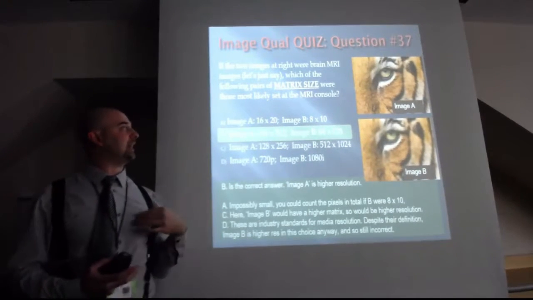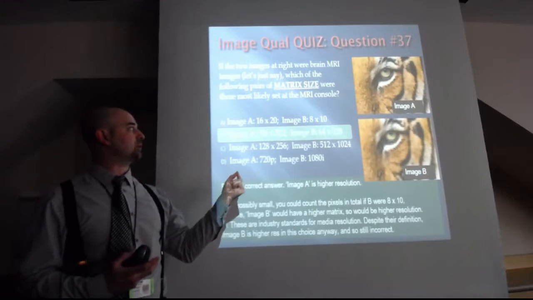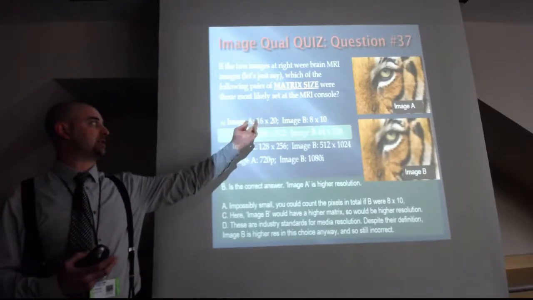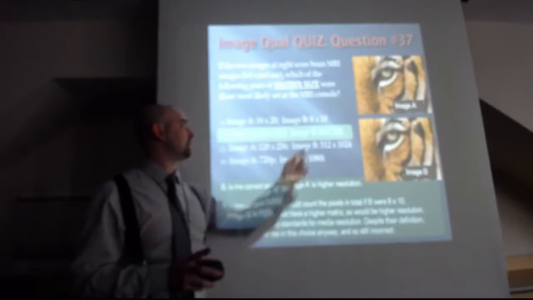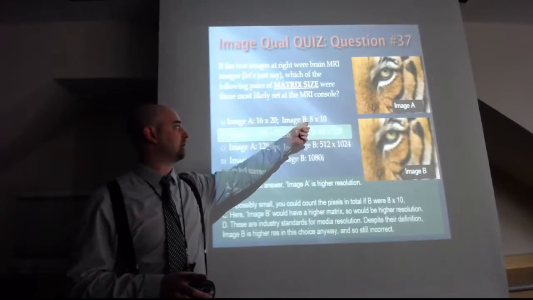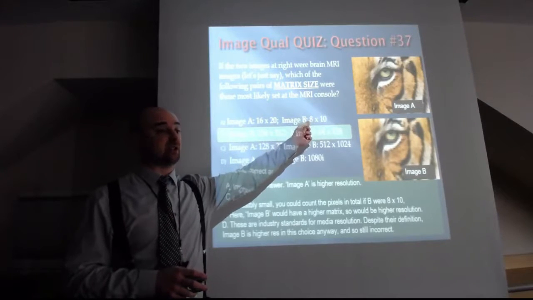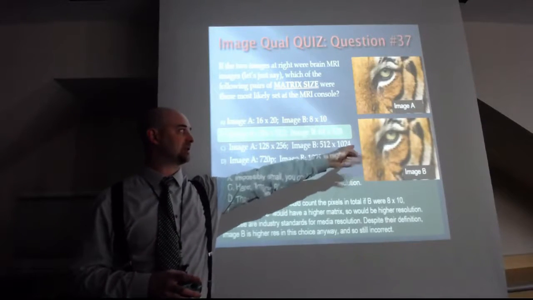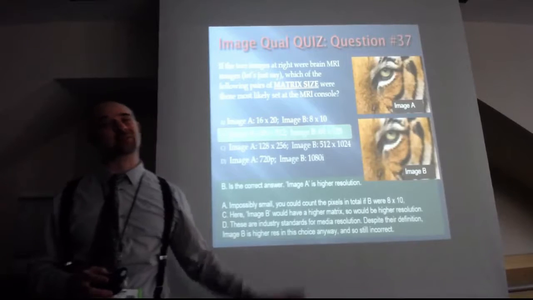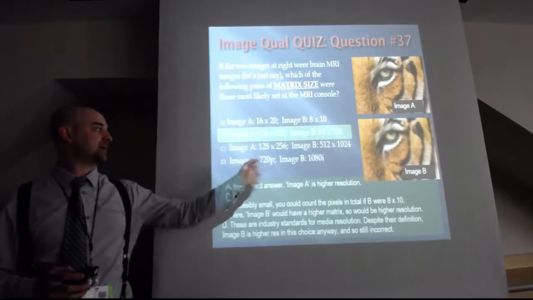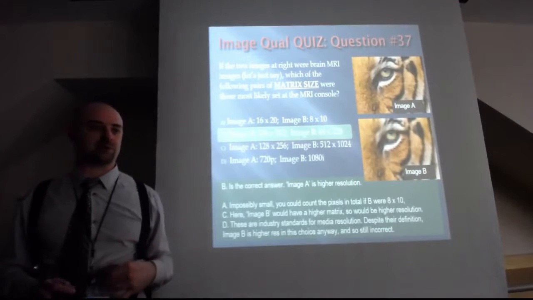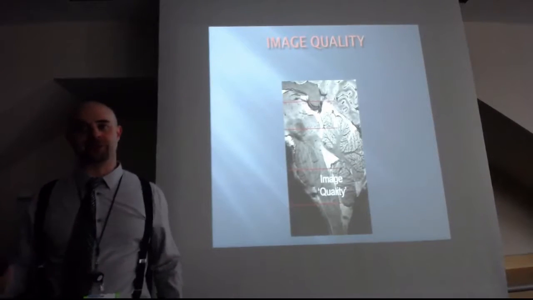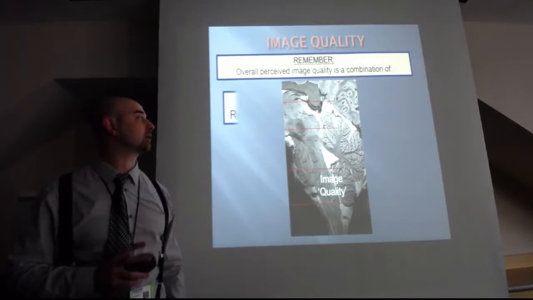In choice A, it is true that the matrix size for image A is double the matrix size for image B, but the matrices are so small here, you would literally see and be able to count 8 by 10 pixels, and there's clearly more than that here. So that's why that's the incorrect answer. And then 720p and 1080i are display resolutions beyond the scope of this discussion, but anyway, they're in the reverse order.